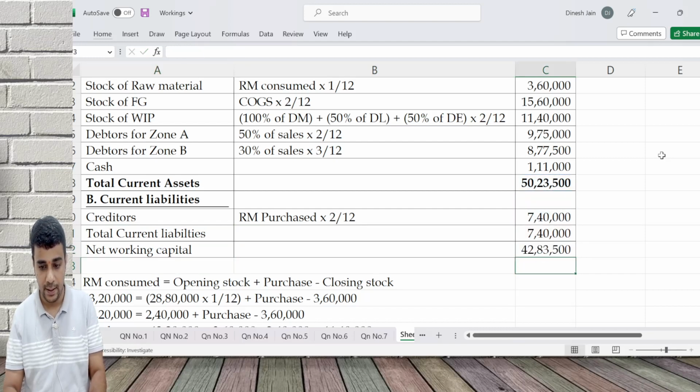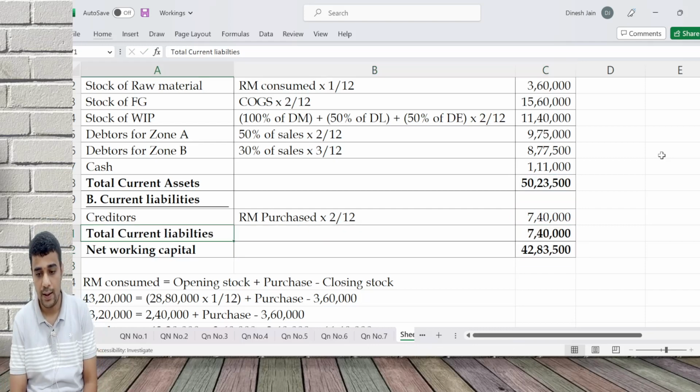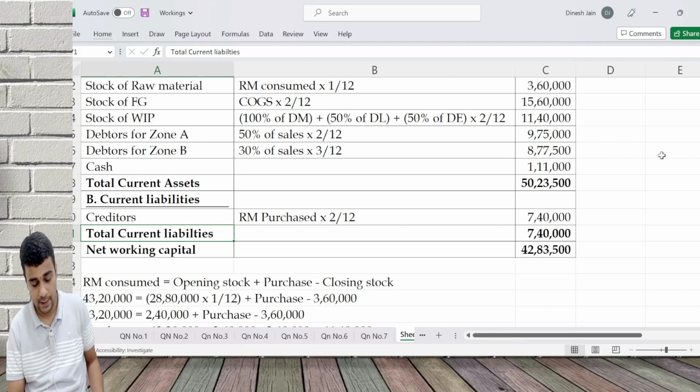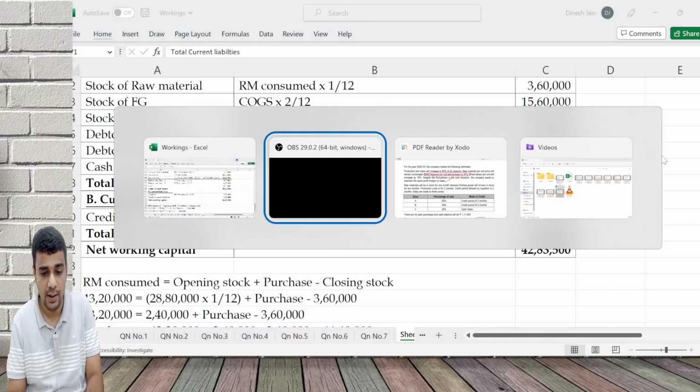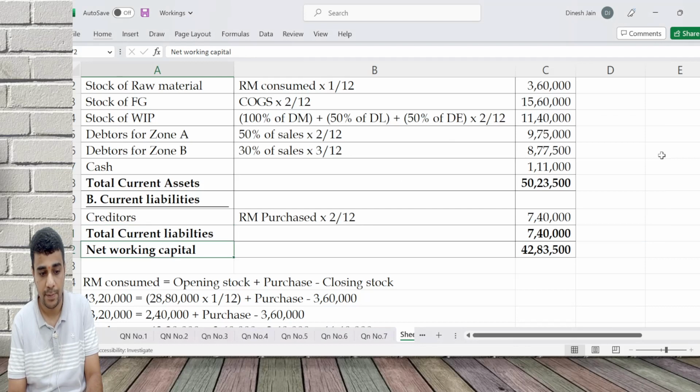Then we are required to do Tandon committee norms. Total current asset is 50,23,500. Current liability is 7,40,000. And your net working capital is 42,83,500. There are three formulas to do Tandon committee norms. So complete this first, till this. Let me know if there are doubts.